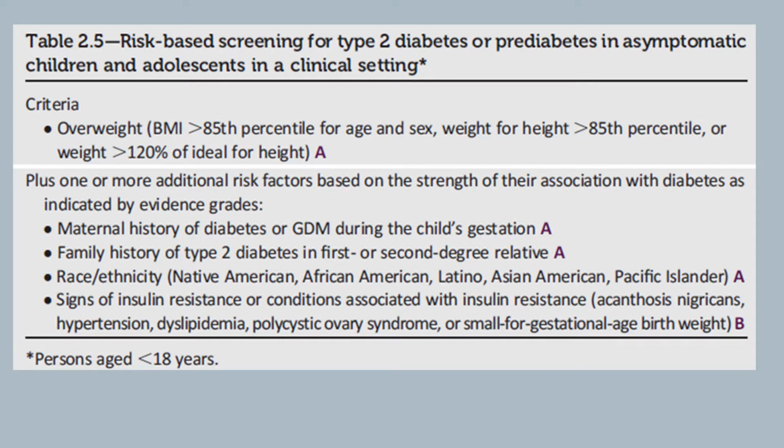Okay, so then risk-based screening for kids and adolescents: those who are overweight, greater than 80th percentile for BMI or weight for height, plus an additional risk factor. So maternal history of diabetes or gestational diabetes when they were pregnant with that child, family history of type 2 in a first or second degree relative, someone in a high-risk ethnic group, or if they have signs of insulin resistance, then they should be tested.